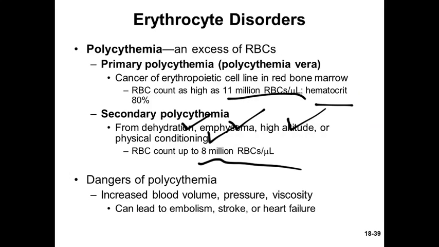Now, the problem with polycythemia is that you're increasing the blood volume, right? You're increasing the number of red blood cells, so you're squeezing more red blood cells into a limited space. That's going to increase the pressure as well as the thickness, the viscosity of the blood, and that can lead to stroke, can lead to blood not flowing through the capillaries as smoothly, lead to embolisms, and to heart failure.